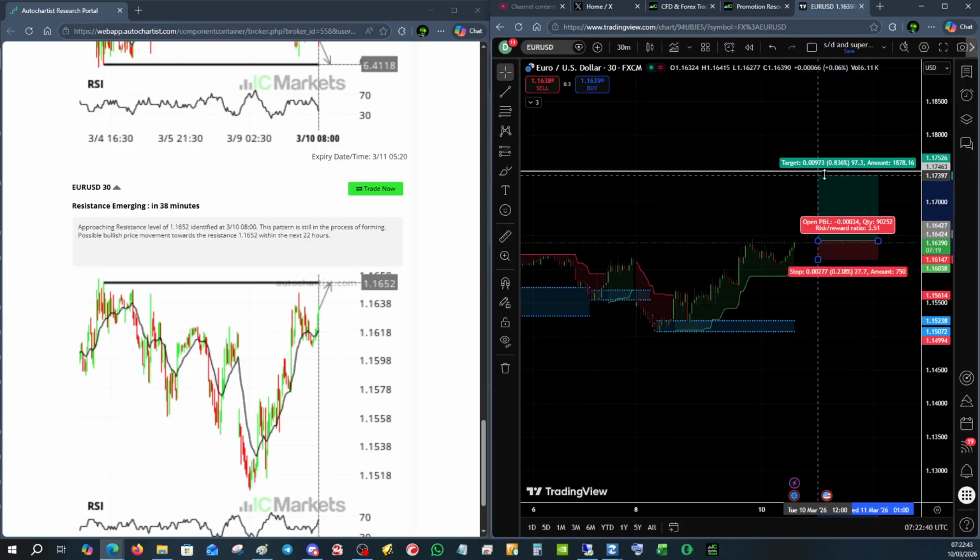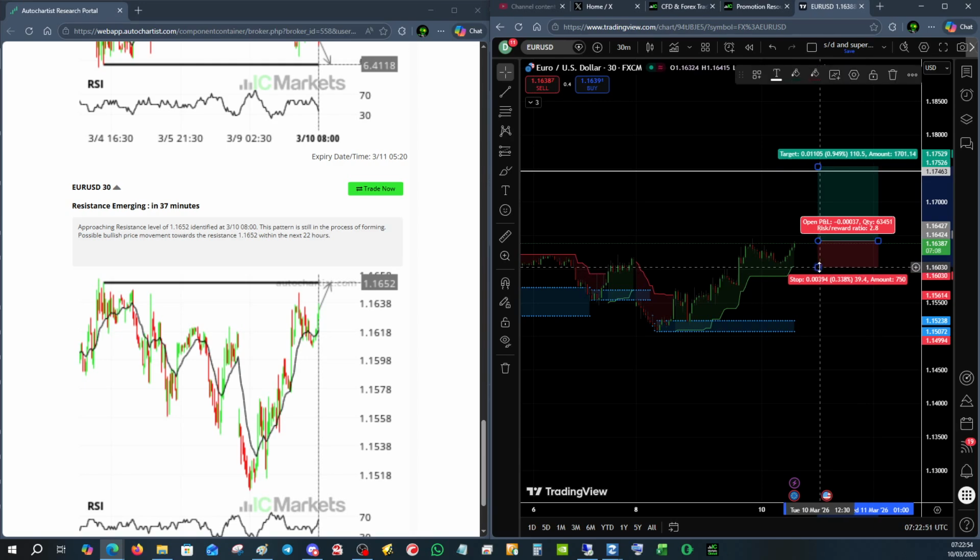Okay, maybe we can get a good R on it. Okay, 52, cool. That'll do. And probably Super Trend there. So 2.8R, so it could be good. It's a good trade-off. 2.8 is quite nice because that's quite a good risk to reward.